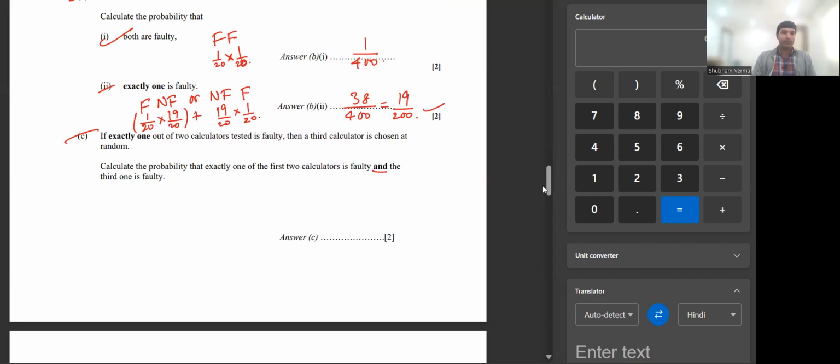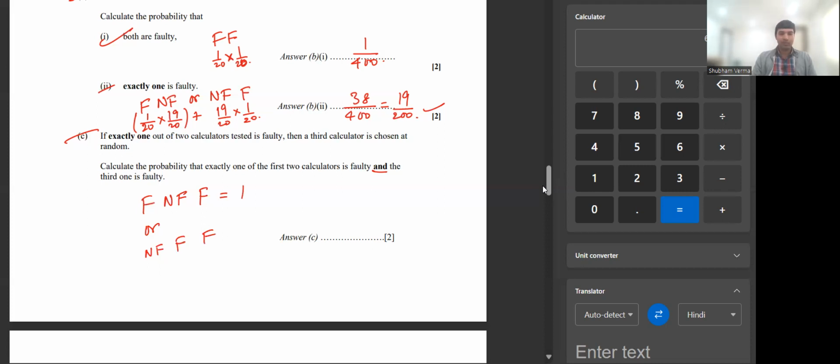So if exactly one of the two is faulty, either we have the first one as faulty, the next one not faulty, and the third is faulty. Or we could have the first one not faulty, because exactly one out of two is tested as faulty, the second one faulty, and then the third one faulty. So these are the two cases we have here. Exactly one of the first two calculators has to be faulty.